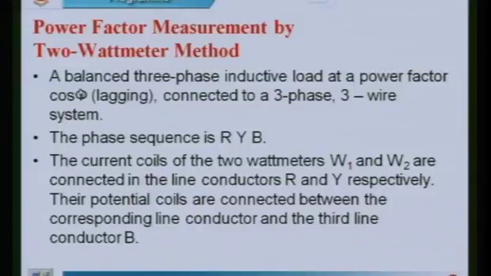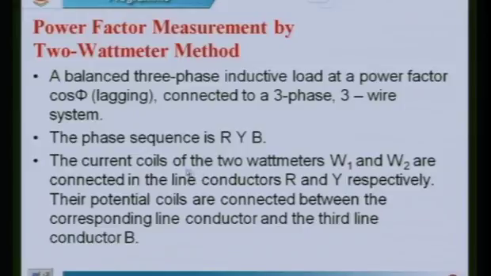So, connected to a 3-phase 3-wire system, here the first line says a balanced 3-phase inductive load at a power factor of cos phi, lagging. I mentioned lagging because it is an inductive load, connected to a 3-phase 3-wire system. The phase sequence is also important here. So, I will assume the phase sequence is RYB.